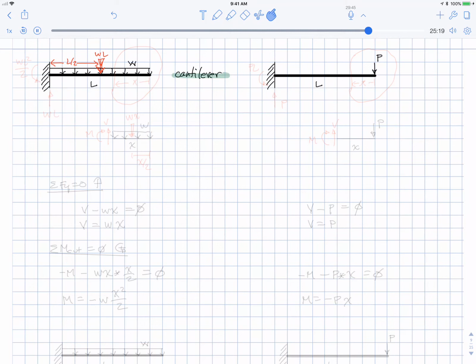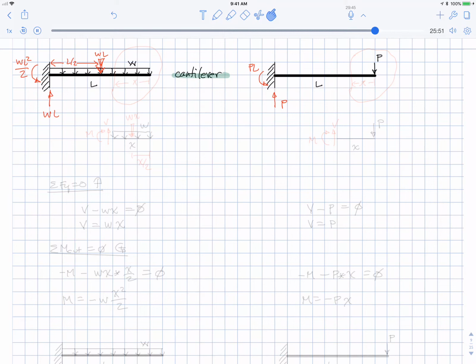In the interest of time, I'm just going to solve for the reactions. This reaction here is W times L, and this moment going this way is WL squared over 2. It's just WL times the distance L over 2, or WL squared over 2. And on the point load, you have P going down, you have P coming up, and this moment is just the force times the distance, or P times L.